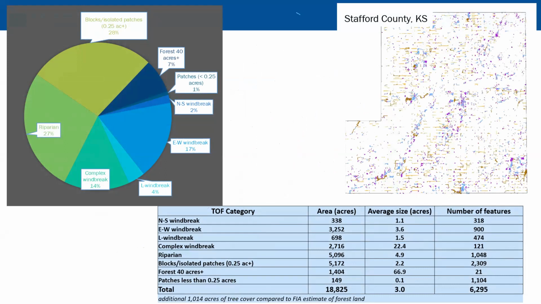We're currently working on classifying those shape-based data sets for Kansas and Nebraska. This is an example of what that data would look like for a county in Kansas, broken down by type in the table there. I have a few more categories there in the trees outside forest category. For example, there's about 5,000 acres of trees defined as riparian based on the shape. With a complex windbreak, you can see there is one in which several segments going different directions are linked together.